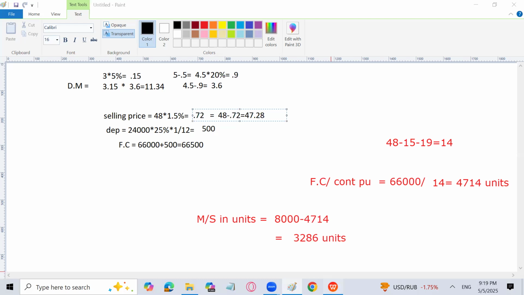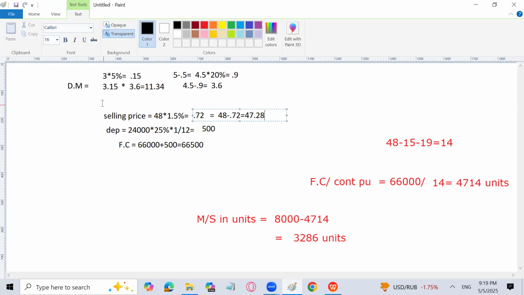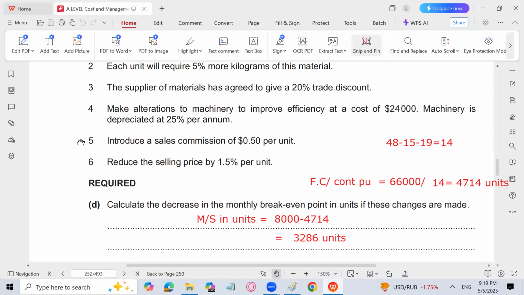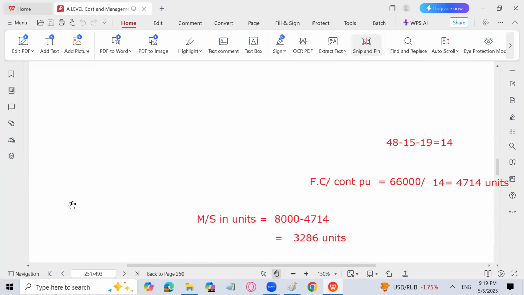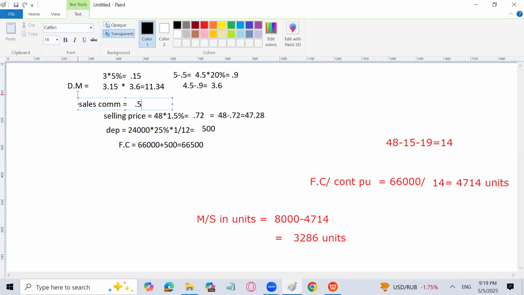Now let's see. That introduces sales commission of 0.5 per unit. So there is going to be a sales commission which will increase our variable cost basically, because this is a variable cost, because it is basically attached with per unit. So 0.5 per unit will be an increase in the variable cost per unit. Other costs will remain the same. It means that direct labor per unit, 2 hours at the rate of 9.5, will remain the same.